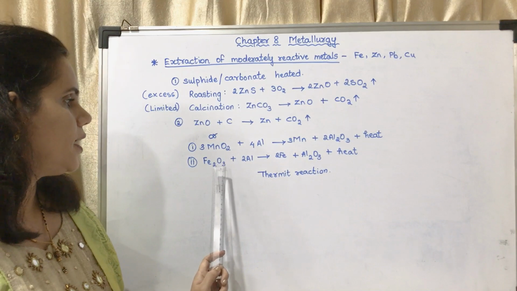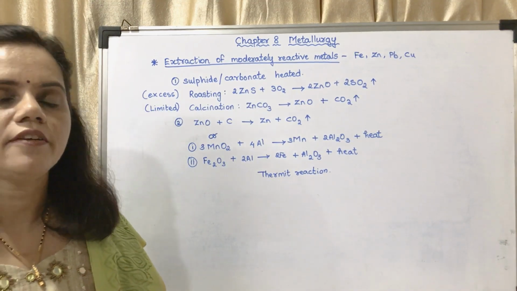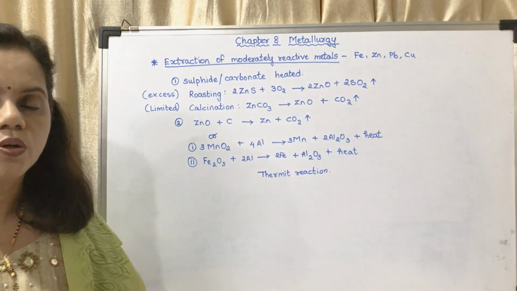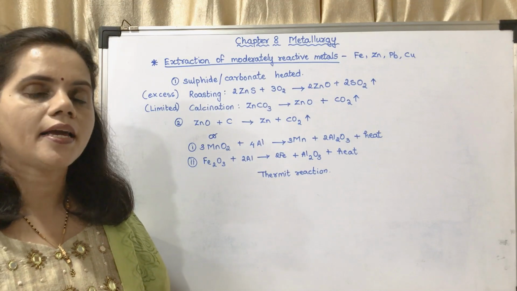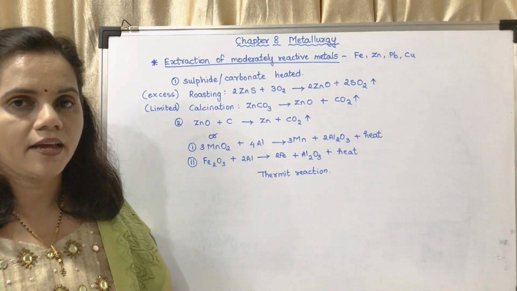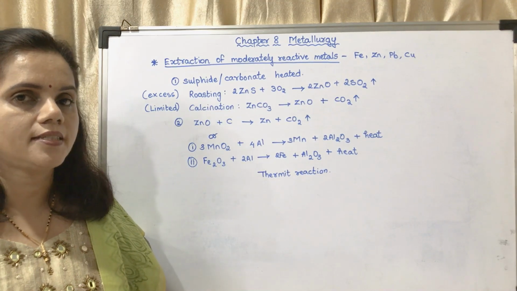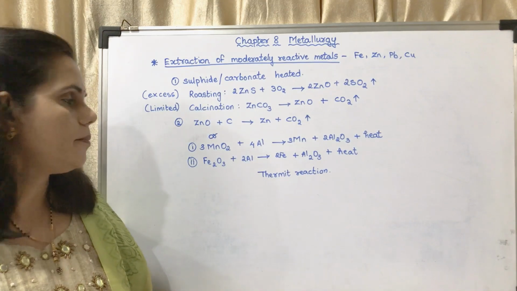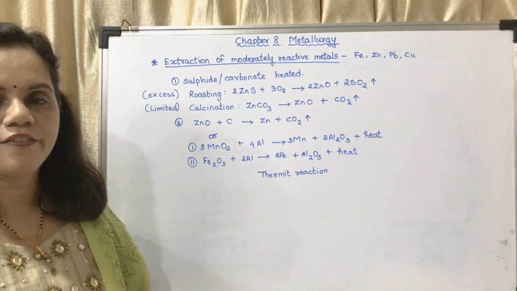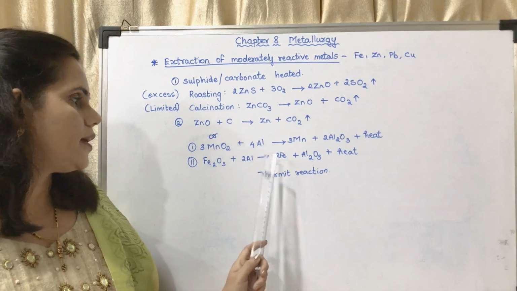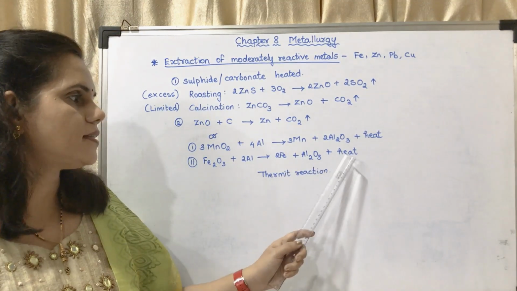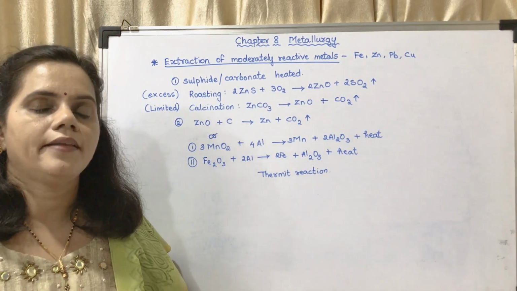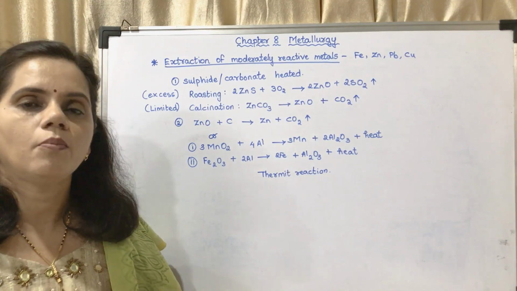One more example is iron oxide. Fe2O3 we have. We want to remove O and take Fe. So it is made to react with aluminium. Again, aluminium is more reactive than Fe. We had learnt the reactivity series; if you want, you may see that Al is more reactive than Fe. So Al will displace Fe and take away that O. It will form 2Fe plus Al2O3 plus heat. Even this reaction is highly exothermic, so that you get Fe in molten form.